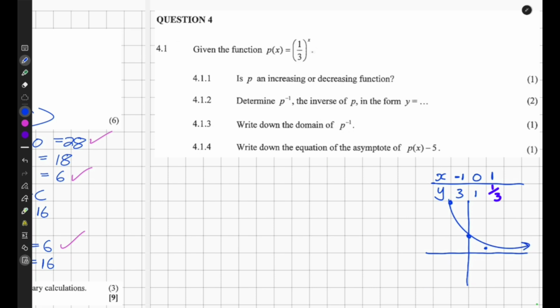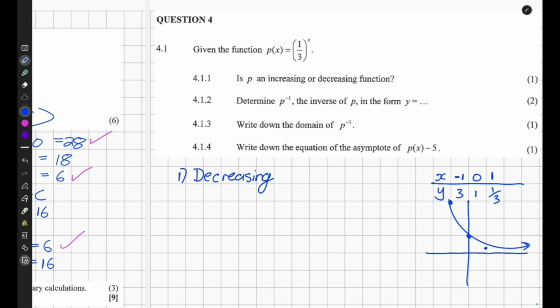Sorry for the wobble. Question 4.1.1. Is p an increasing or a decreasing function? So with my little sketch, I can definitely see from left to right, this is decreasing. You can also see in the y values in my table method, right there, the values are getting less and less. Okay, so definitely decreasing.